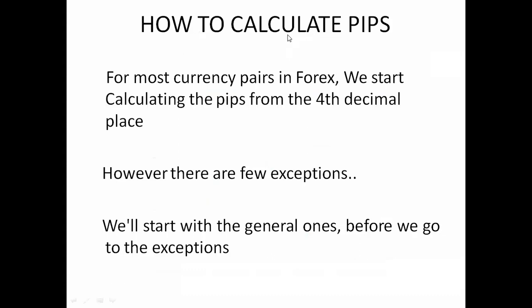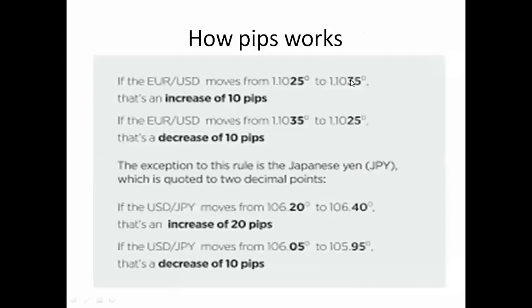We also have what we call the Japanese yen pairs now. The Japanese yen pairs actually have three figures before the decimal point. So we normally count the pips from what? The second number after the decimal point. We count the pips from the decimal number.